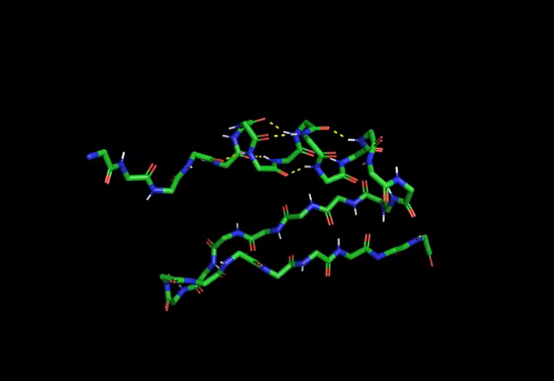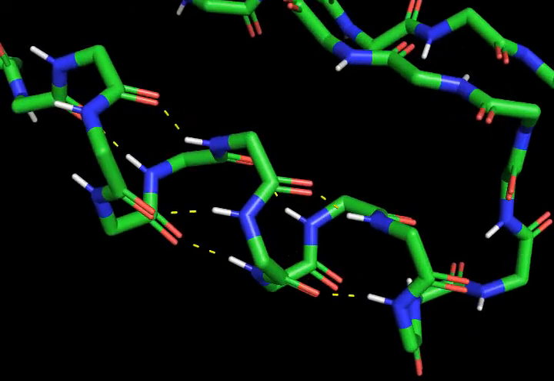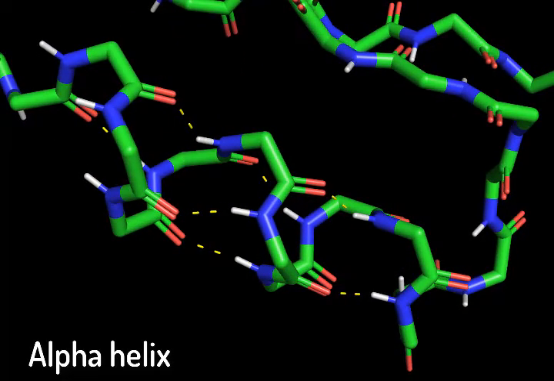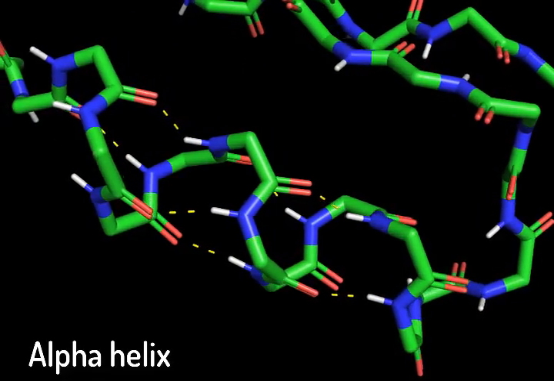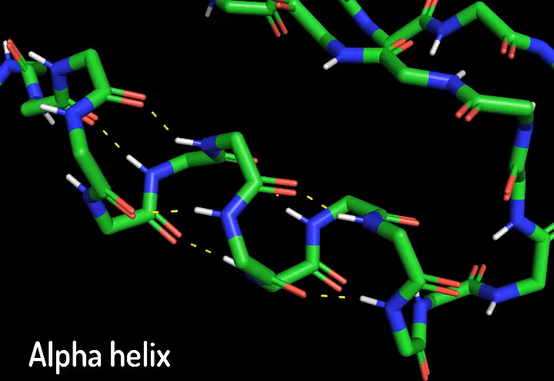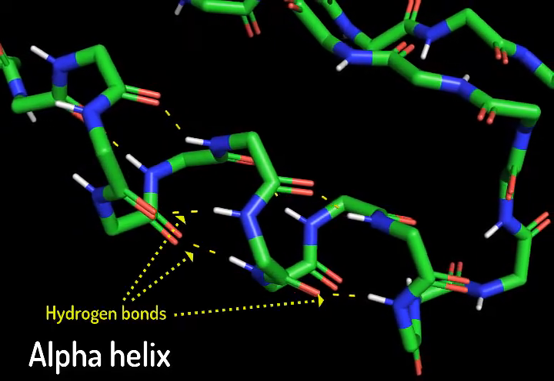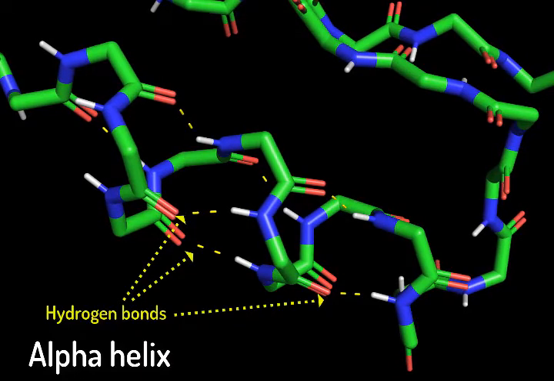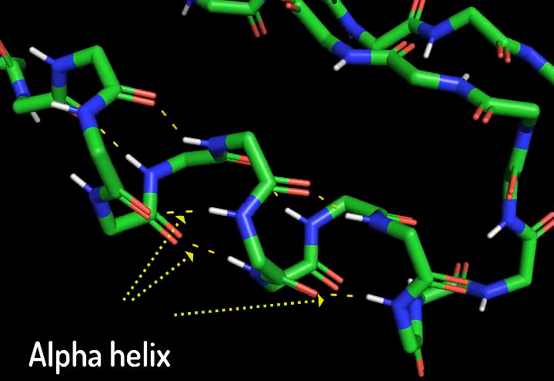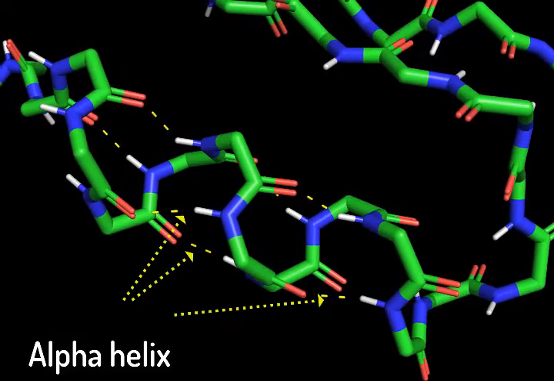These are the secondary structure elements of the protein. Firstly, there is the alpha helix. An alpha helix is stabilized by hydrogen bonds, a great many hydrogen bonds, between the amide proton and the carbonyl oxygen of an amino acid, 4 residues along the amino acid chain.